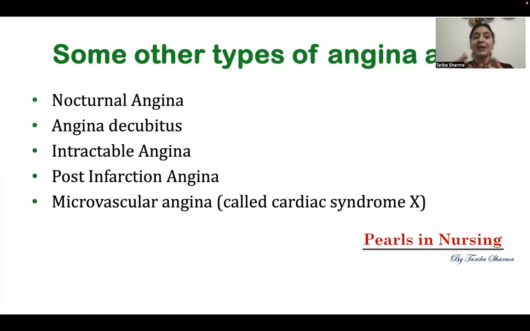Previously, microvascular angina was known as cardiac syndrome X. Now it is more commonly known as microvascular angina. The person will not have a problem in the major coronary arteries, but the microvessels, the very smallest of the vessels, even less than 0.5 mm, can be affected with this kind of angina. So if the smallest arteries are involved, it is known as microvascular angina.